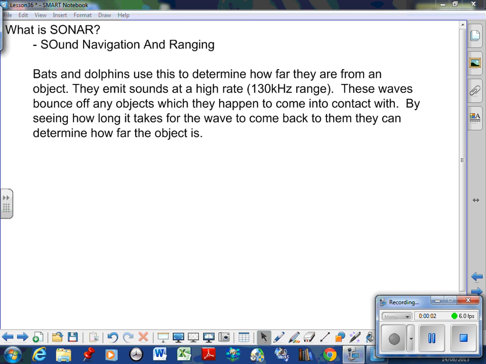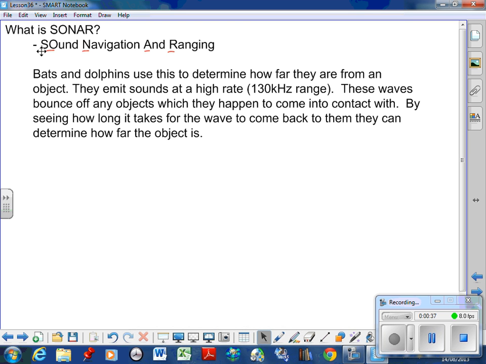Okay, so quickly, I want to just talk about sonar for a second. Sonar is based on a lot of the stuff we're talking about in terms of how fast sound travels. Sonar comes from sound navigation and ranging, so that's where the name comes from. And sonar wasn't discovered by us; it's been used by a lot of animals for a long time. So bats and dolphins are some of the more common examples, and they use it to determine how far away an object is. So they emit sounds in about the 130 kilohertz range.